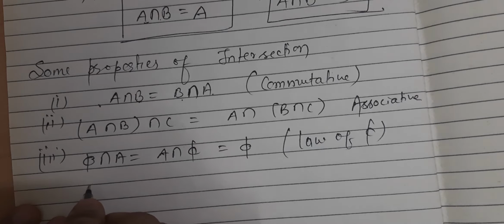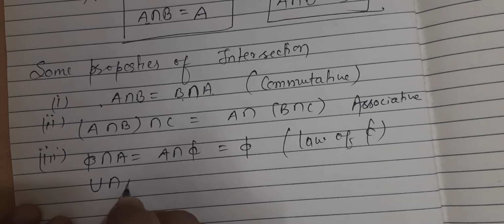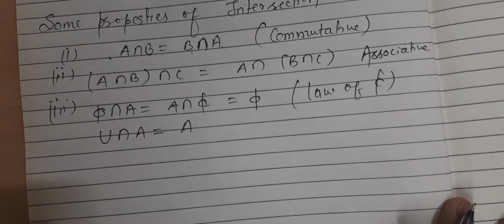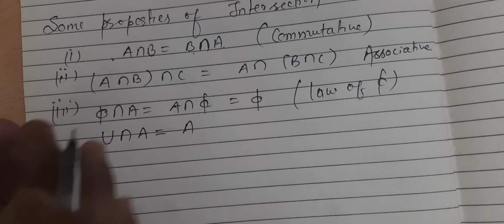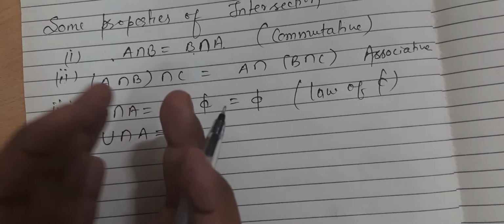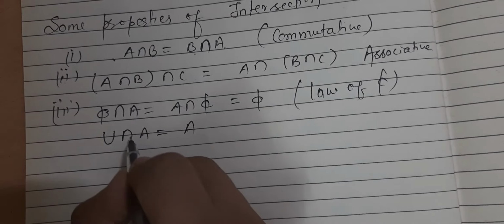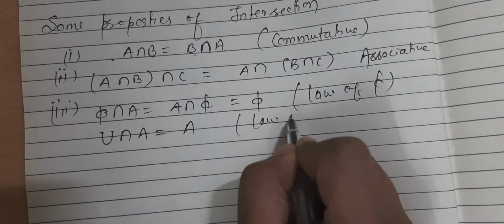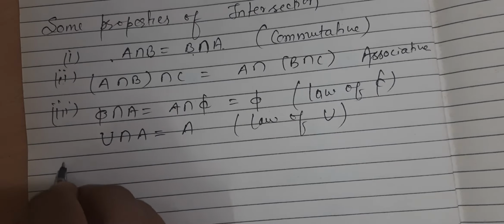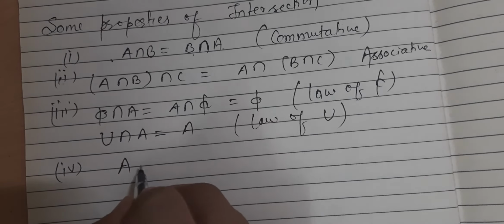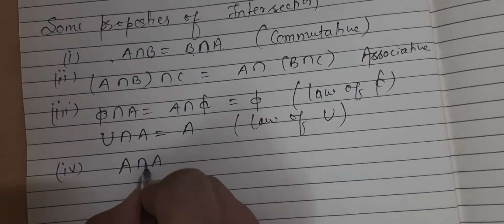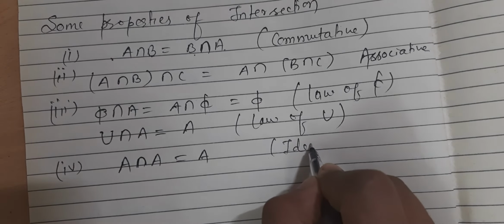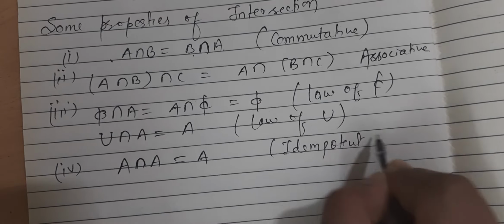and intersection with the universal set is always the set A, or whatever the set B is. Suppose we are taking the intersection of set B and the universal set, meaning the biggest one. Intersection means the common portion. So here the intersection of set A and the universal set is set A only. So this is the law of universal set. The next property is the intersection of set A and set A, with itself, is set A only. This is called the idempotent law.